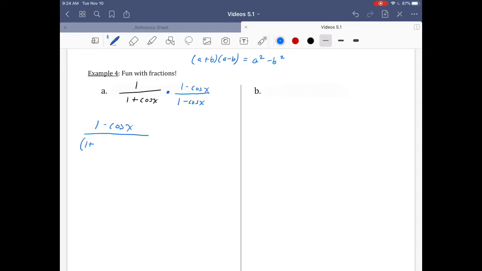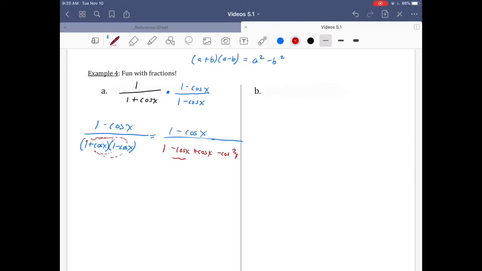The bottom, though, we need to distribute. Many of us know that as FOIL to help us remember, but it's just the distributive property. So we've got 1 minus cosine x on top. Let's go ahead and do the distributive property here. 1 times 1 is 1. Negative cosine x. Positive cosine x. Negative cosine squared.